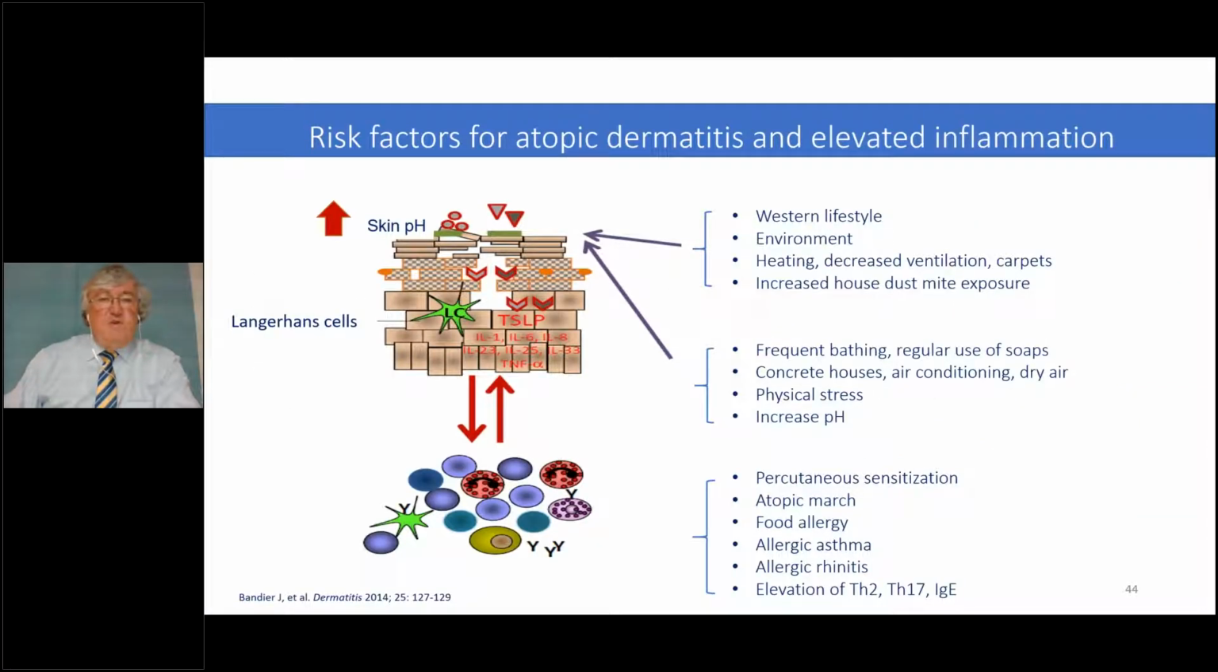This is a very simple stylized cartoon showing that there are a number of risk factors that increase the pH. Certainly in our Western society, the heating and decreased ventilation change the pH, as does house mite exposure, and certainly frequent bathing and the use of a number of soaps that disrupt the barrier. Unfortunately, some of the moisturizers and cleansers that we use can also disrupt it. As I mentioned, it's a complex situation: the skin barrier, the microbiome, and the immunological reactions that occur because of this are all very important.